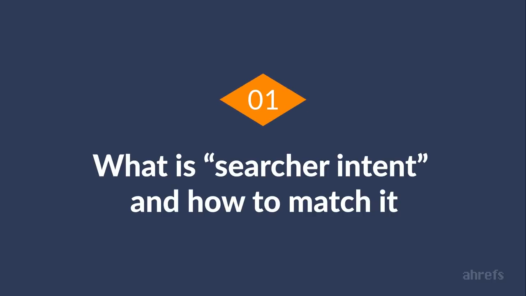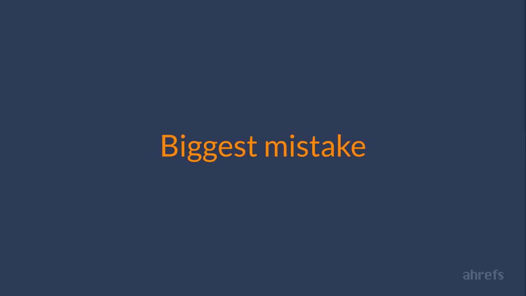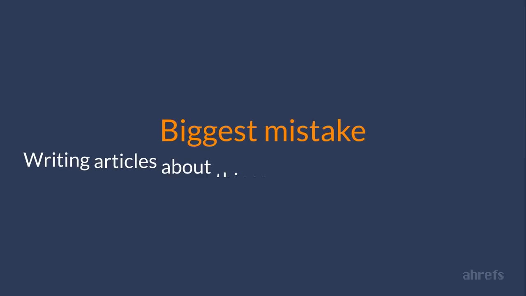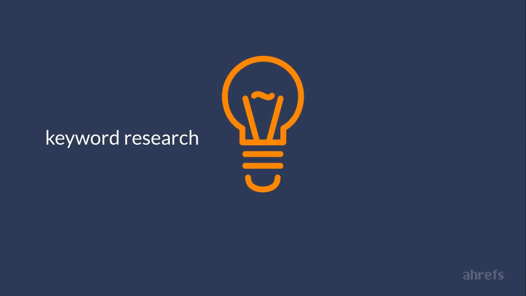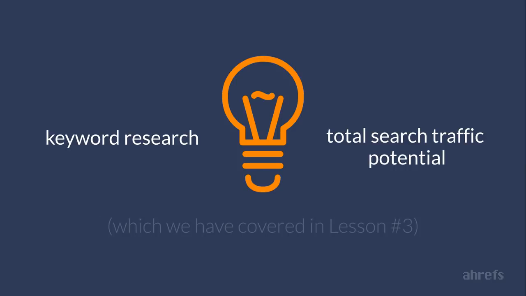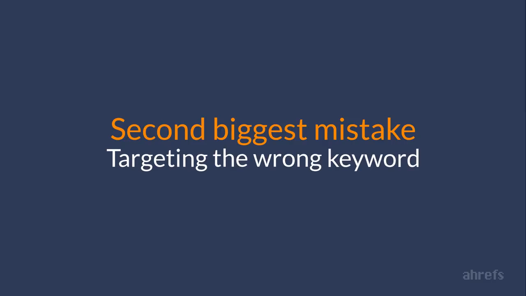Part 1. What is searcher intent and how to match it? In lesson number 3, I said that the biggest mistake that keeps bloggers away from getting search traffic is writing articles about things that no one is searching for. Well, as soon as newbie bloggers learn about keyword research and how to identify the total search traffic potential of a certain topic, which we have covered in lesson number 3, they start making their second biggest mistake: targeting the wrong keyword. How is that even possible, you may ask?